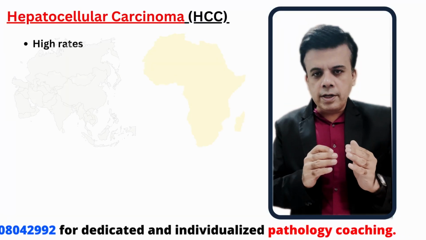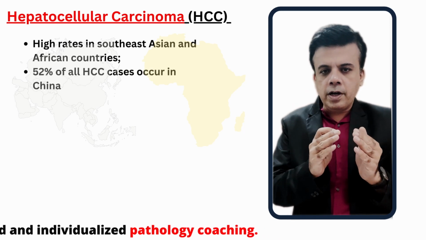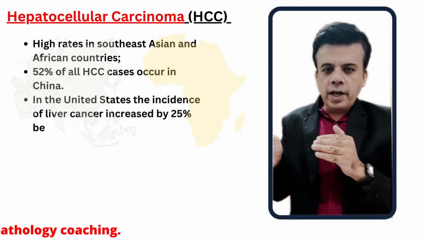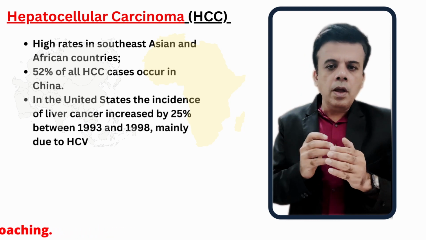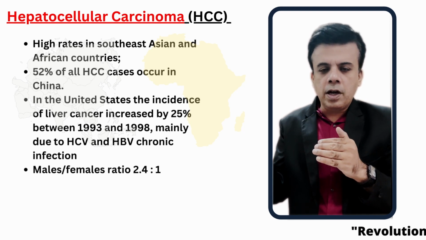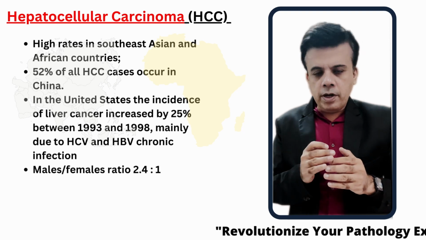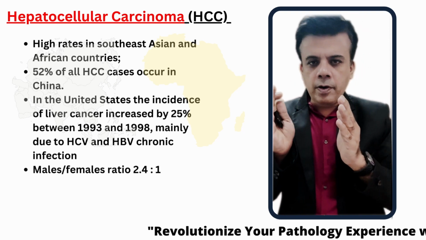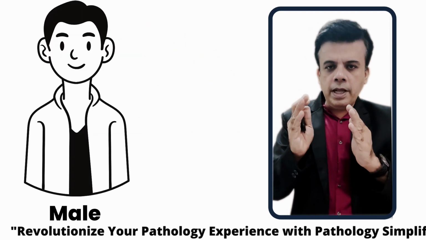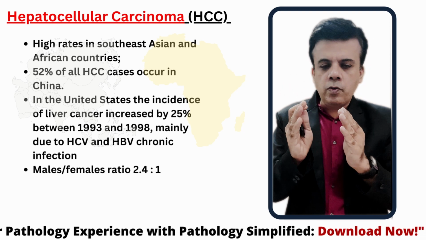So hepatocellular carcinoma is more seen in Asian and African countries, with the rate of incidence much higher in China and around regions. And the median age is generally third to sixth decade in Asian countries, whereas it may be more than sixth decade in European countries. So the median age is quite variable in different regions of the world. Males are generally more susceptible compared to females, with almost a 3:1 ratio.